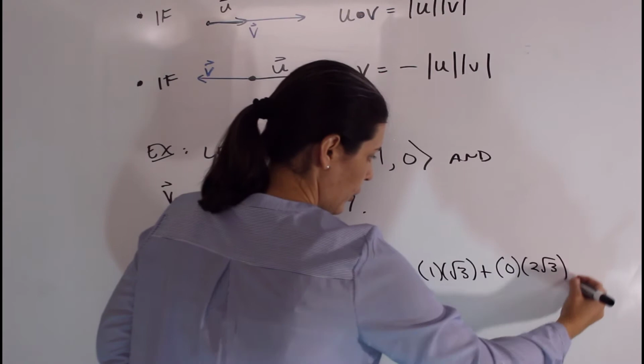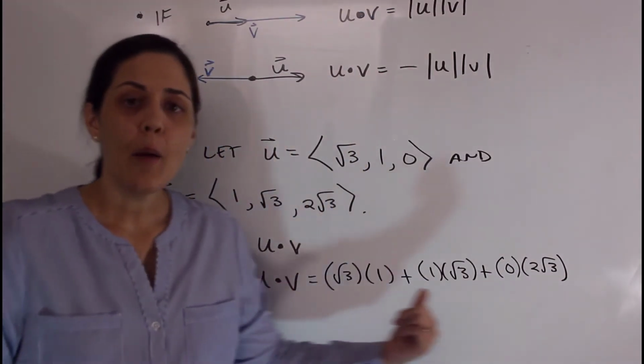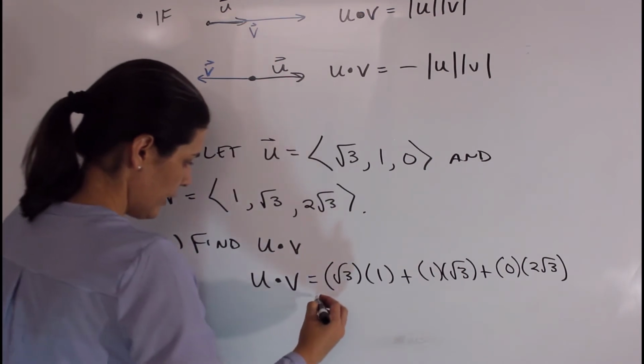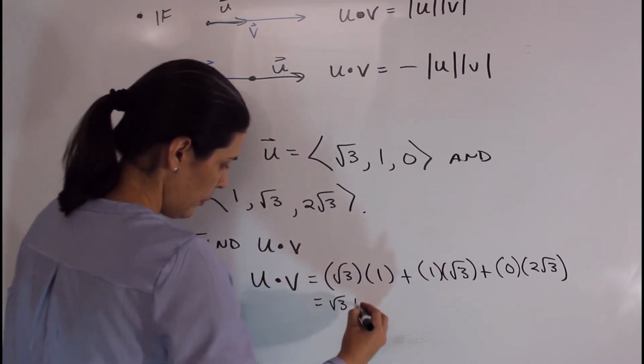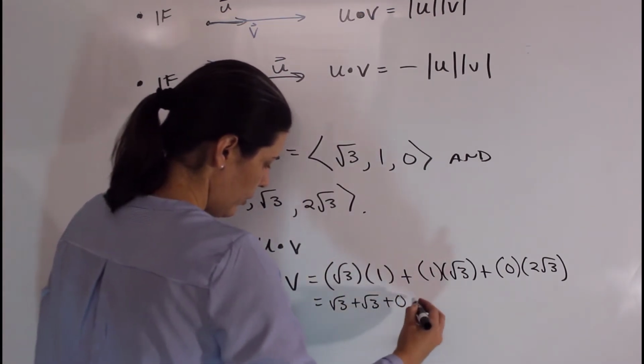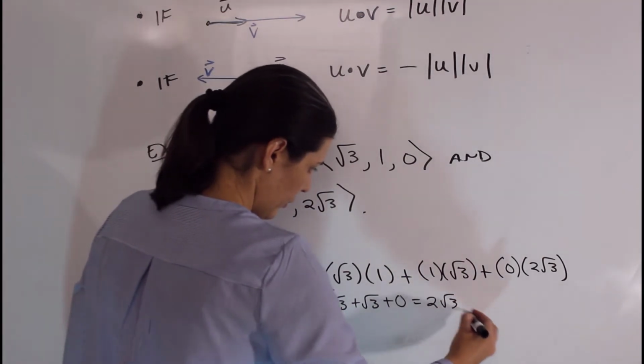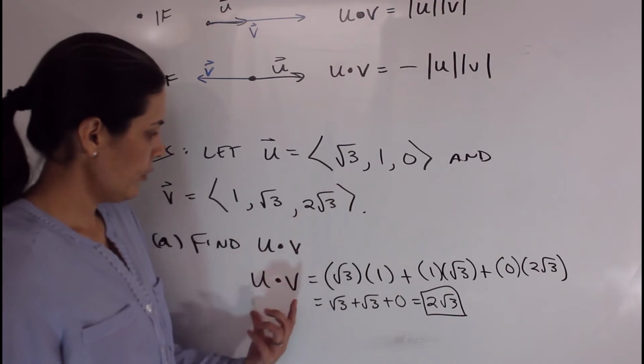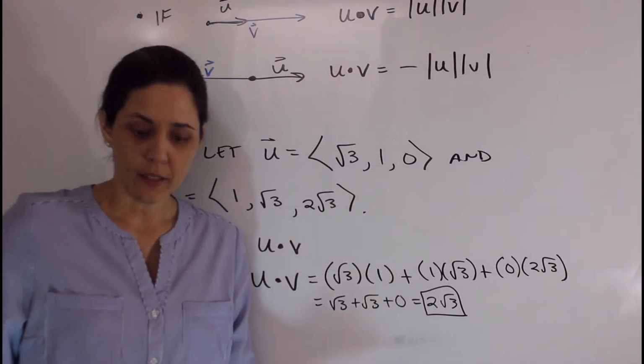And just like I told you, you're going to get a number answer. So notice this is the number. And so if we simplify this, this is square root 3 plus square root 3 plus 0, which is 2 square root 3. Final answer. So the dot product between these two vectors is 2 square root 3.